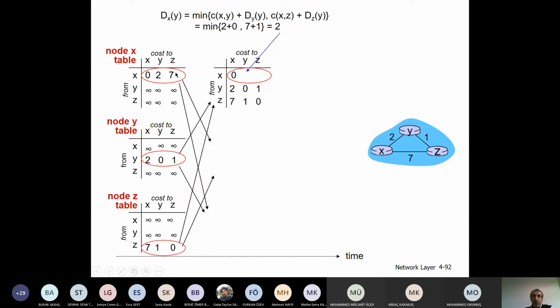Z to x also, x to z is here. 7, and plus cost from z to y. Z to y is this 1, right? We are utilizing this information. Cost from z to y, y to z. Z to y is 1, and we put this 1 here. Now we have 2, we have 8. So the link cost through this link is 2, through this one is 8.